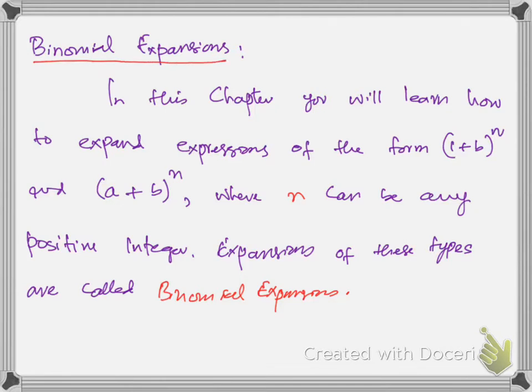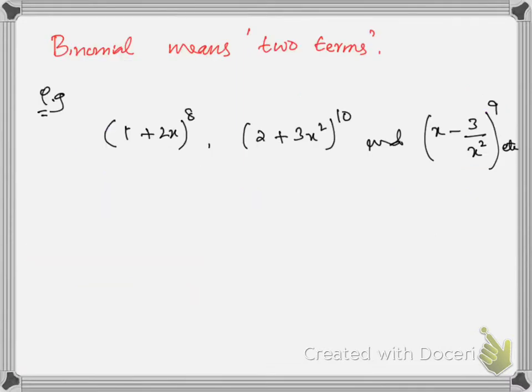In this chapter, you will learn how to expand expansions of the form (1 + b)^n and (a + b)^n, where n can be any positive integer. Expansions of these types are called binomial expansions. The word binomial means two terms. And these are examples of binomial expansion questions.